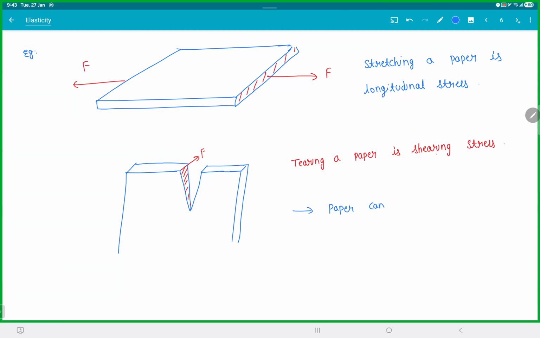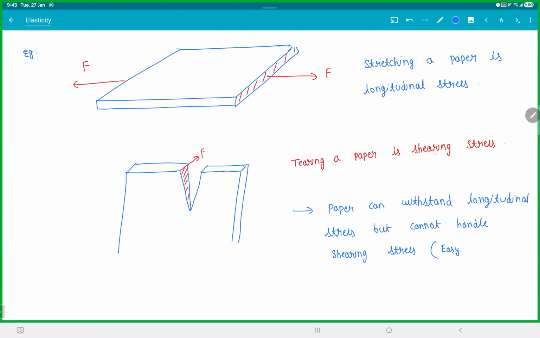So every material, when you say it is strong, it might be weak in some direction and strong in some other way, right? So a paper can withstand longitudinal stress, but cannot handle shearing stress. The moment you try to apply force parallel to that, it'll start tearing. So it is easy to tear.